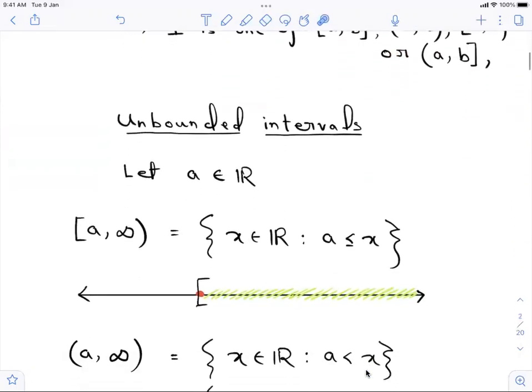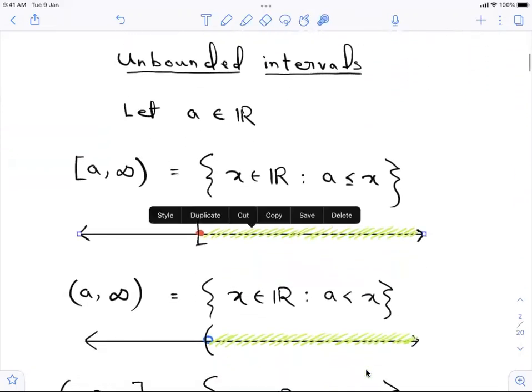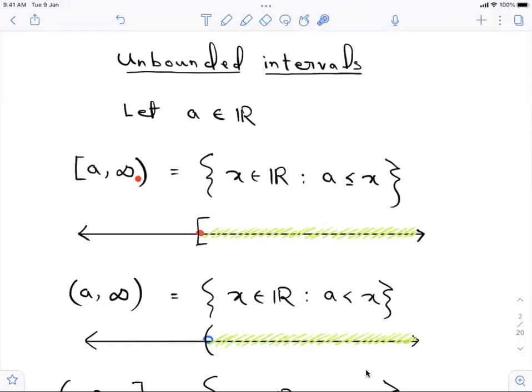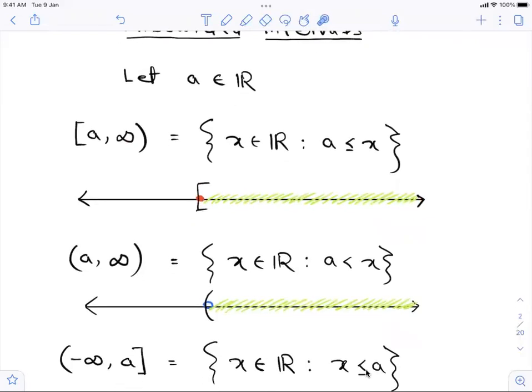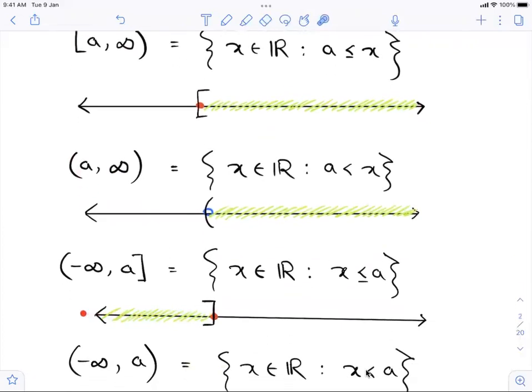You've already seen this before, and there are some unbounded intervals. These are not bounded on one of the ends or at both ends. For example, [a, infinity) is an unbounded interval. It's bounded from the left, and it consists of all points from a onwards, so it's unbounded on the right hand side. Similarly, you have an unbounded open interval. This one is unbounded but closed at a. This one is unbounded but open at a. Similarly, you can have intervals unbounded on the left hand side, going towards minus infinity, and bounded on the right hand side.